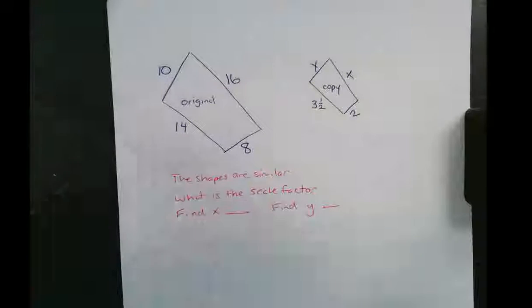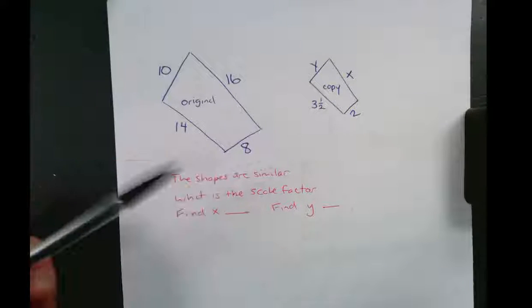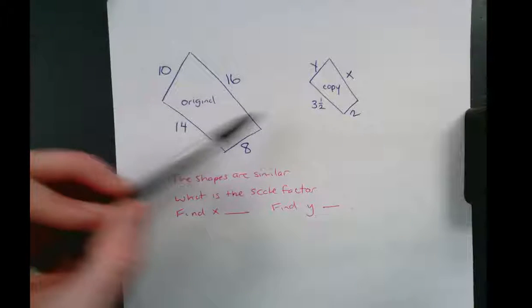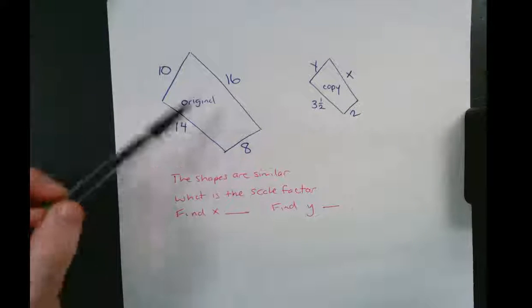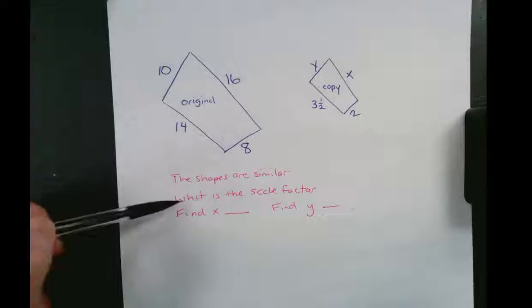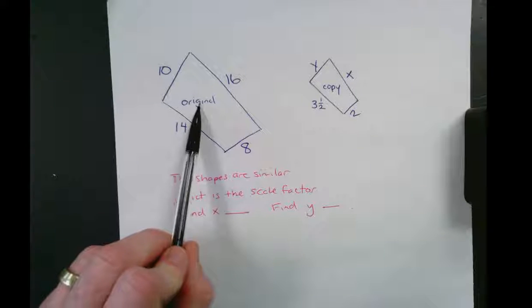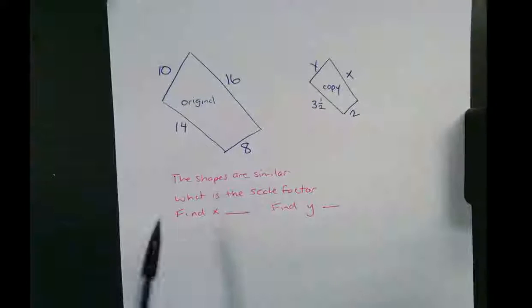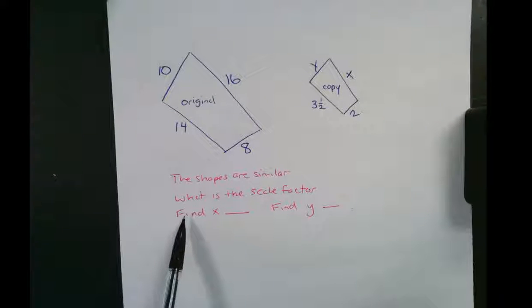All right, so these shapes are similar. Okay, what does that mean? It means the sides are in proportion, and it means the angles are all the same. Okay, we want to know what is the scale factor. So what am I multiplying the original by to get the copy? And we want to find what x is and what y is.